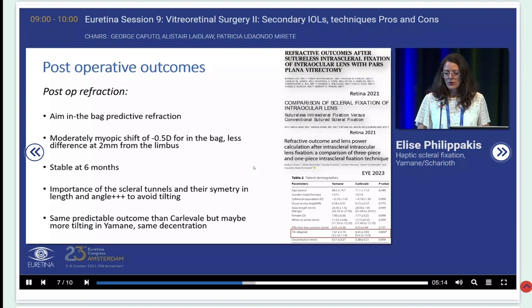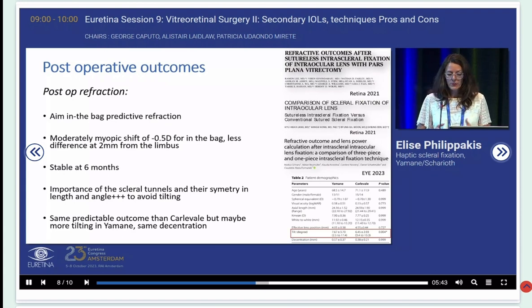What about postoperative outcomes? So usually we aim for in the bag, but if you put it a little bit further, you might have a difference of about half a dioptre. Either way, the refraction is stable with little astigmatism, and there is really, as I said, an importance on how you perform the scleral tunnel. So make sure they are symmetric in length and angle when you do them to avoid any tilting.